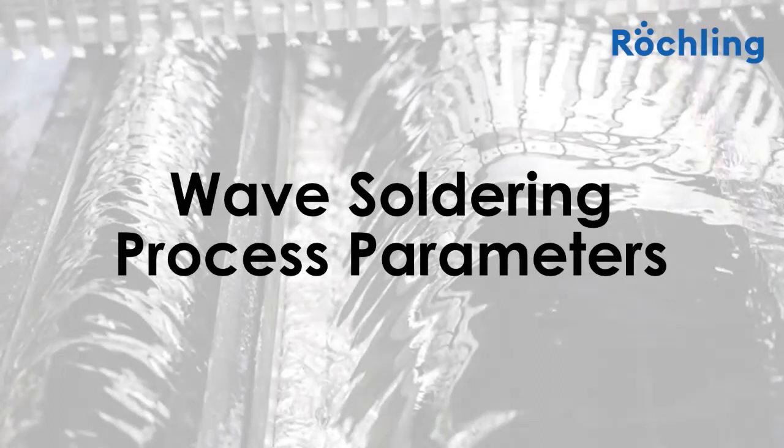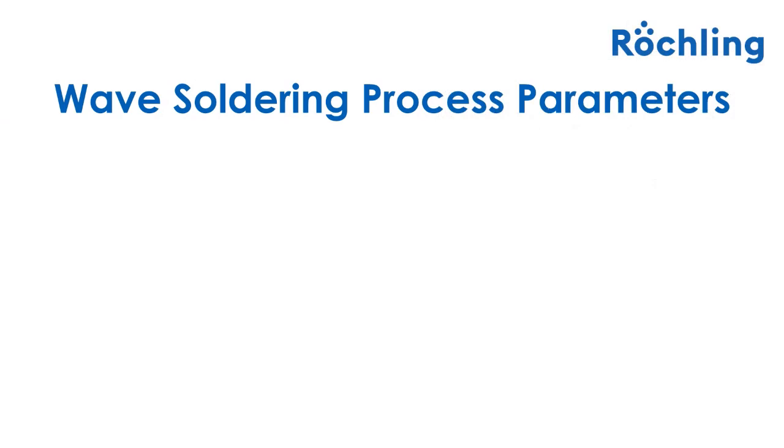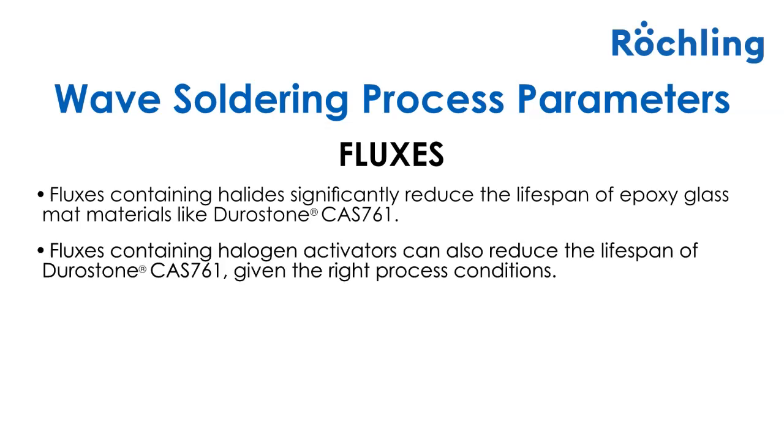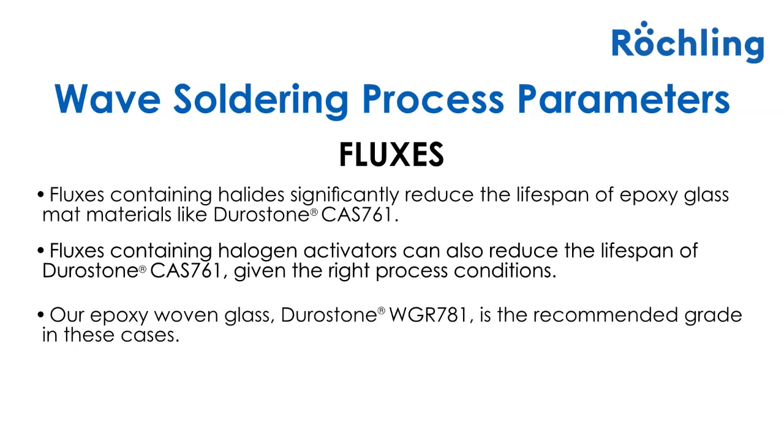We'll now take a look at the wave soldering process parameters and how they affect the lifespan of composite solder pallet materials. Certain types of fluxes can have a detrimental effect on solder pallet materials. Fluxes containing halides significantly reduce the lifespan of epoxy glass matte materials like our Durostone CS761. Similarly, fluxes containing halogen activators can also reduce the lifespan of Durostone CS761 given the right process conditions. In both these cases, our epoxy woven glass Durostone WGR781 is the recommended grade.